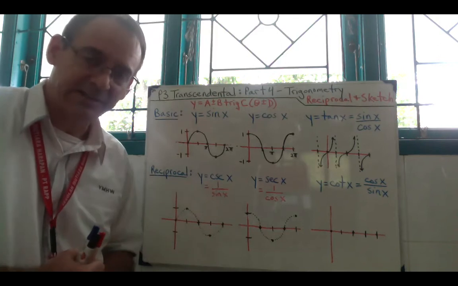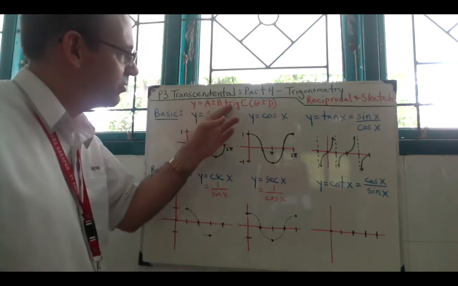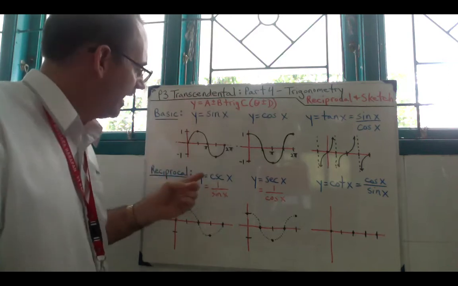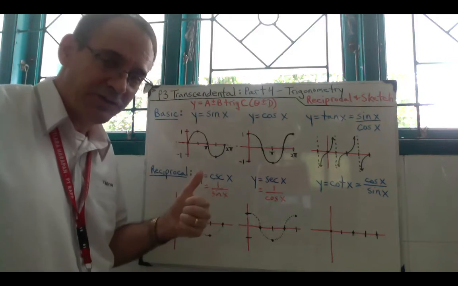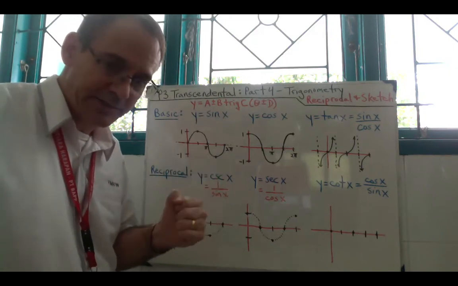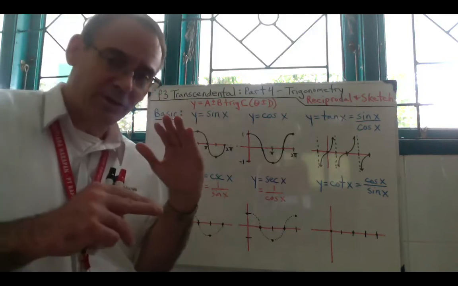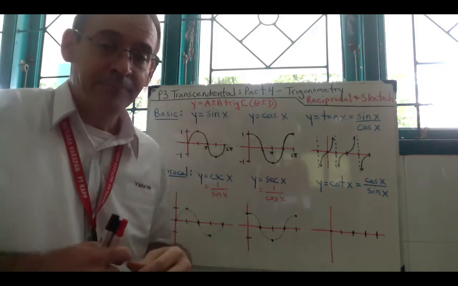and the basic graph of the reciprocal functions. So instead of sine, cosine, and tangent, we're going to have the reciprocals. Now the reciprocal functions are cosecant, secant, and cotangent. And reciprocal in math basically means to just flip it upside down.